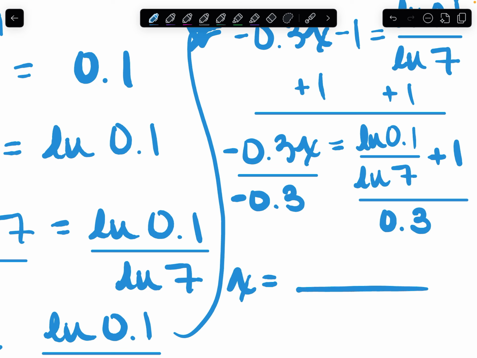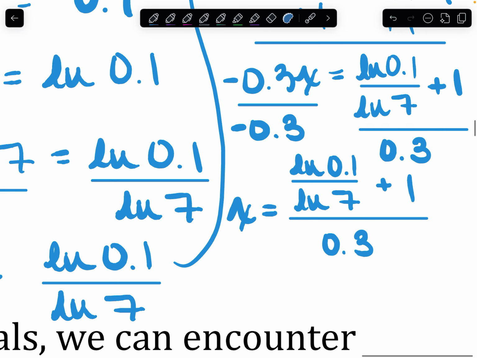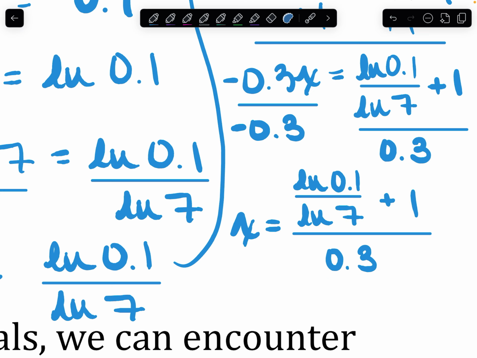So we've got a lot going on here. So I'm going to put my main division bar with that 0.3 in the bottom. And then the numerator is going to be the ln of 0.1 over the ln of 7 plus 1. So that's kind of a little complicated looking. And then, again, read carefully for how many decimal places you need to round to. So now we're going to go to our calculator and type this in.